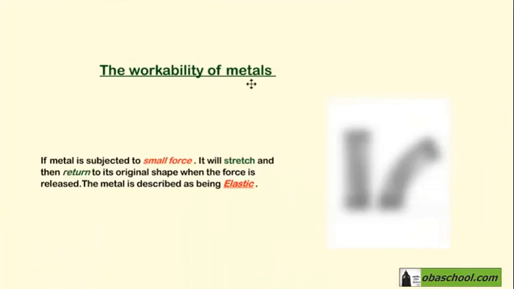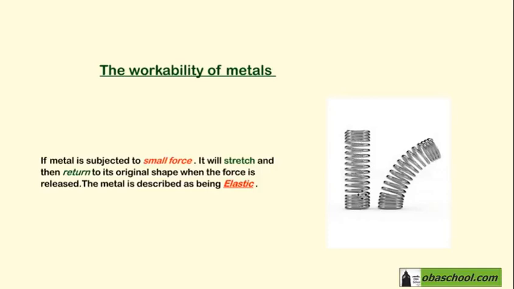The workability of metals. If a metal is subjected to a small force, like this spring over here for example, if we apply a small force from left to right, it will stretch from left to right as well. After applying a force on it, it will stretch, and then it will return to the original shape when the force is released. As you see, it comes back to its original shape when the force is released. The metal is described as elastic.